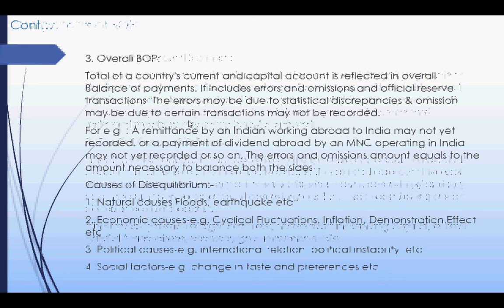Third, overall balance of payment. The total of a country's current and capital account is reflected in the overall BOP. It includes errors and omissions and official reserves transactions.